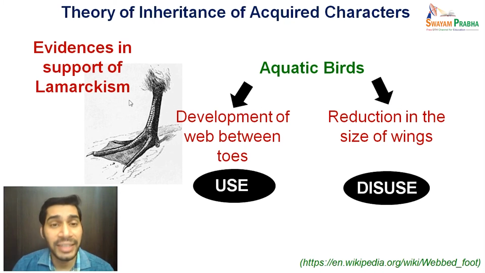On the other hand, these birds which live in water do not fly much. Either they don't fly at all, or they fly only for a very small distance. So they are not using their wings much, which indicates the disuse of the organs. And that is the reason they do not have large or functional wings, but they do have an additional structure which keeps on passing generation after generation. So this is another example of the theory of inheritance of acquired characters.